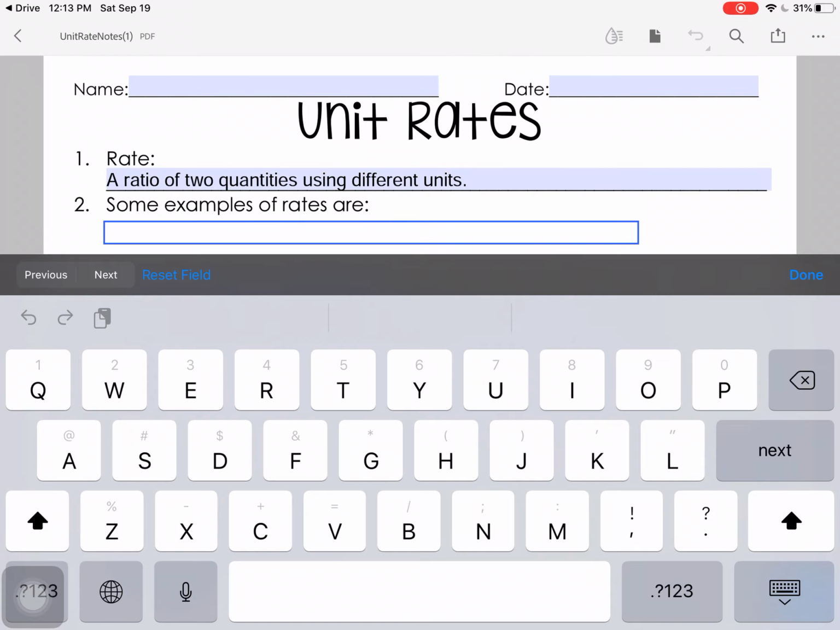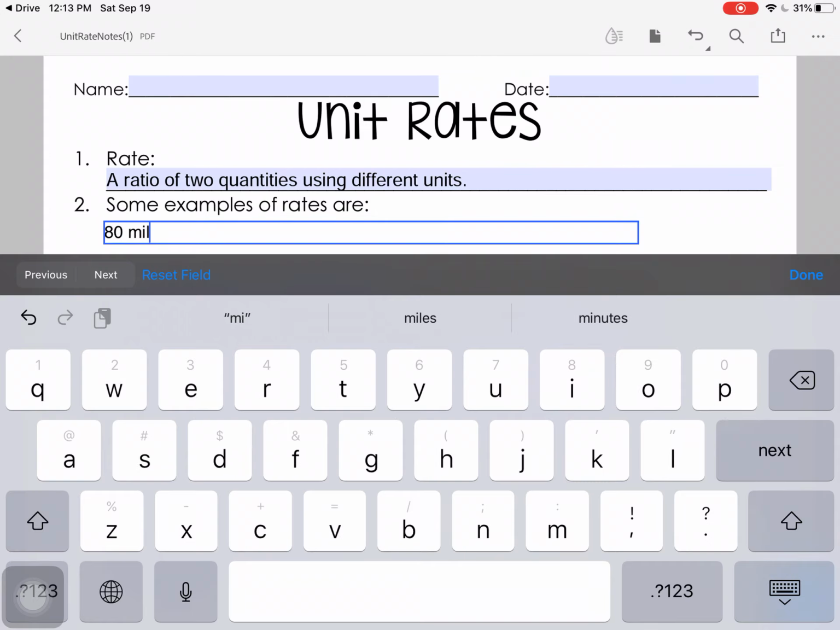Some examples of rates are 80 miles in 4 hours, or 50 students in one class.